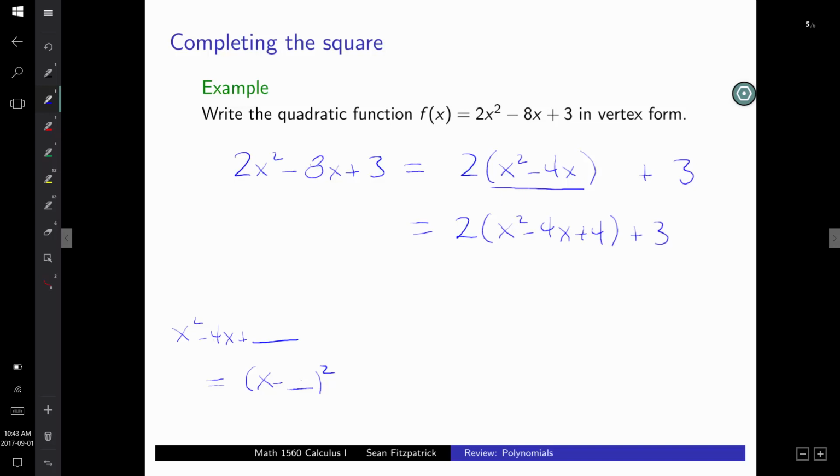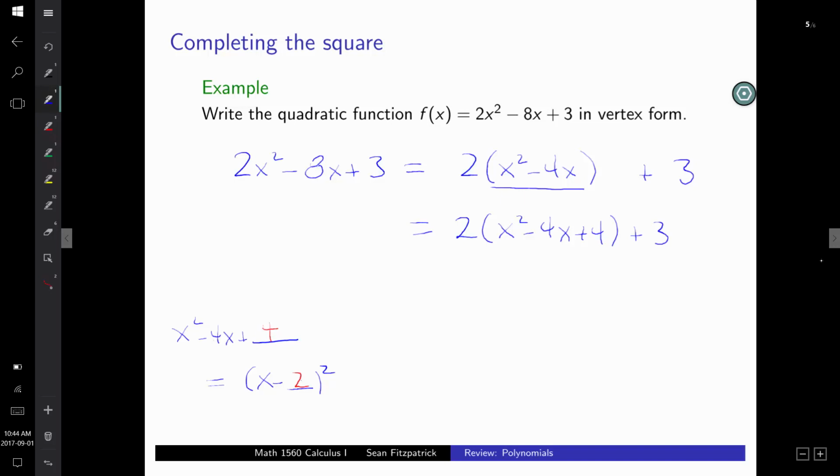Okay? Because I know that that's going to make a 4 for me. Okay, so if I put a 2 in here and I multiply this all out, I get x squared minus 4x plus 4. So I'm going to put a 4 in. Now, I can't just throw a 4 in. If I put a 4 in, I've changed the function, right? I've added 4. Really, what I've added is 8 because there's a 2 out front. Well, I can't. If I add 8, I've changed things.